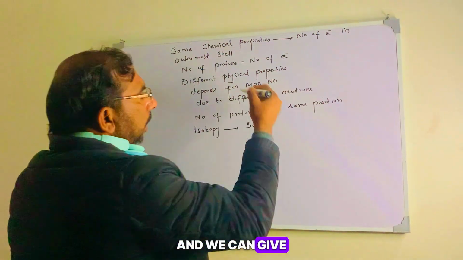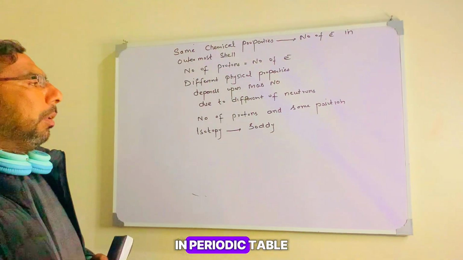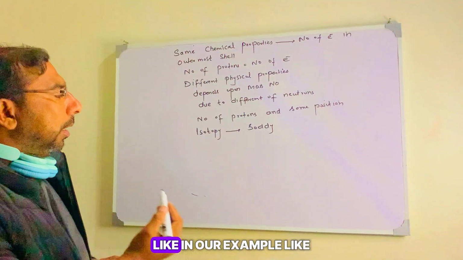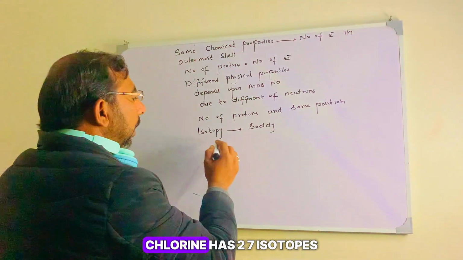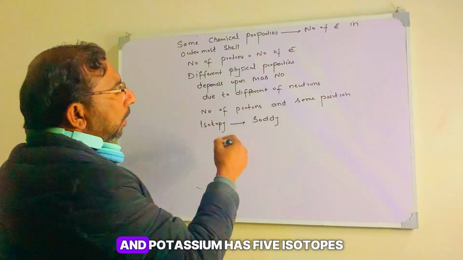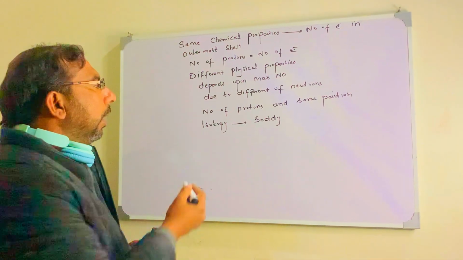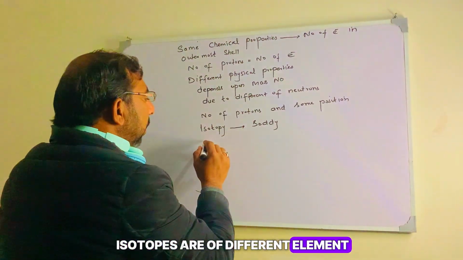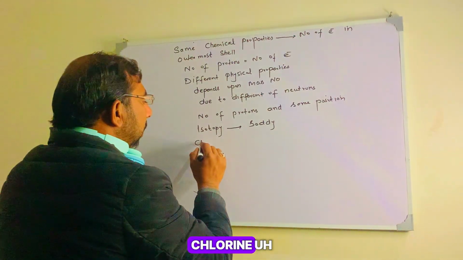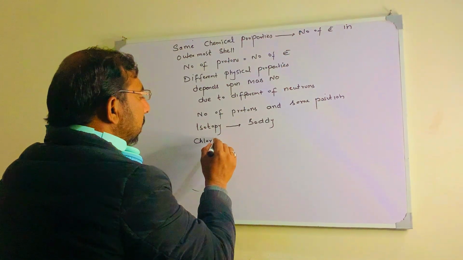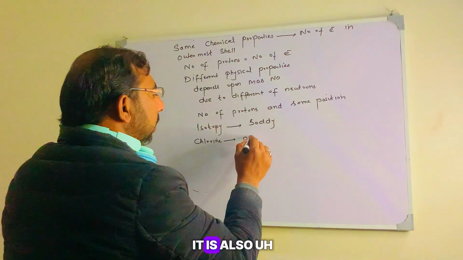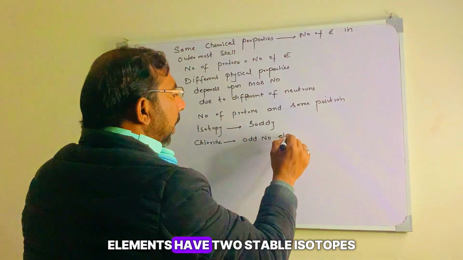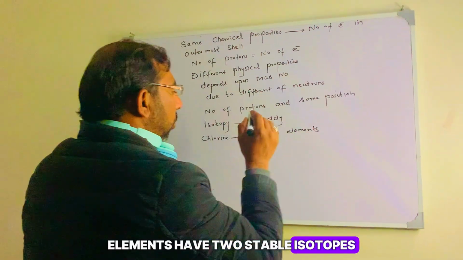And we can give examples of isotopes in the periodic table. Different elements have different numbers of isotopes. Like in our example, chlorine has two stable isotopes, and cadmium has five isotopes. In the last, we can see that among the isotopes of different elements, chlorine has an odd atomic number, and we can also see that odd atomic number elements have two stable isotopes.